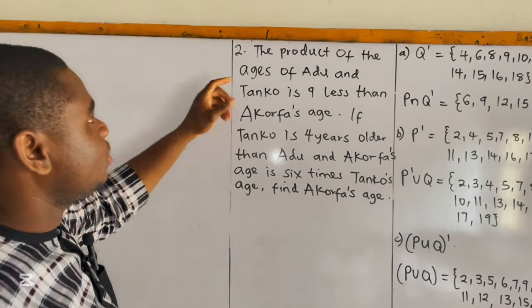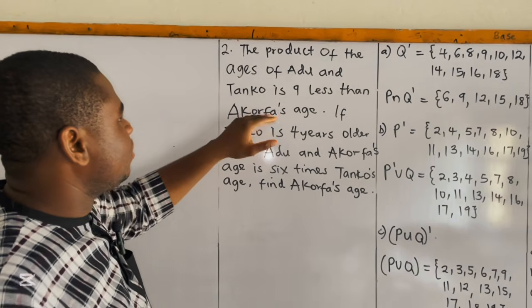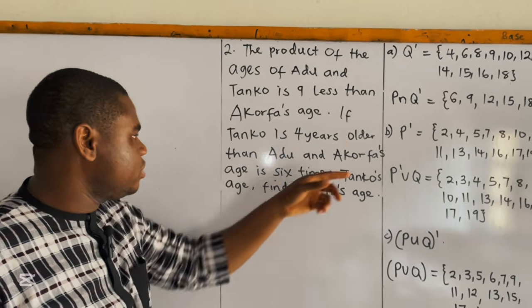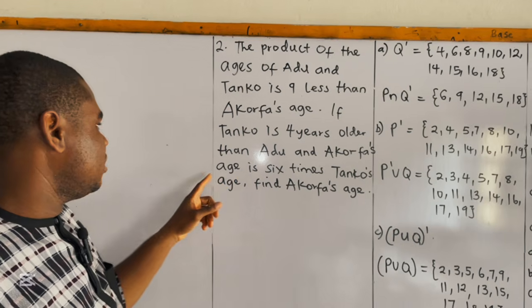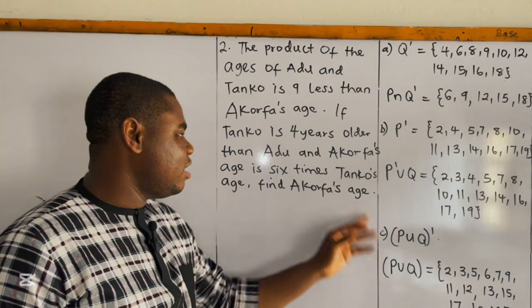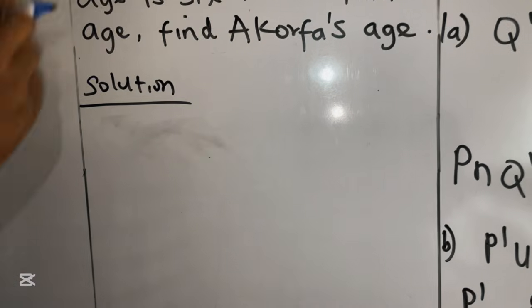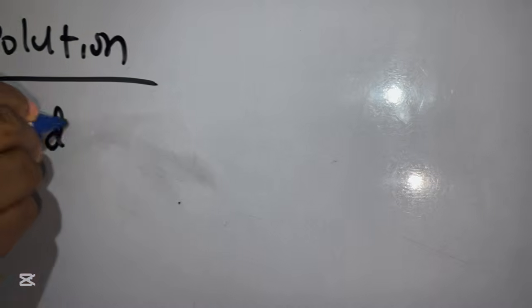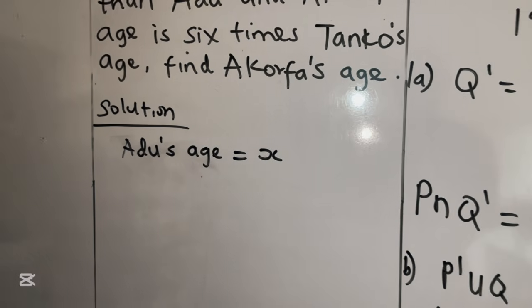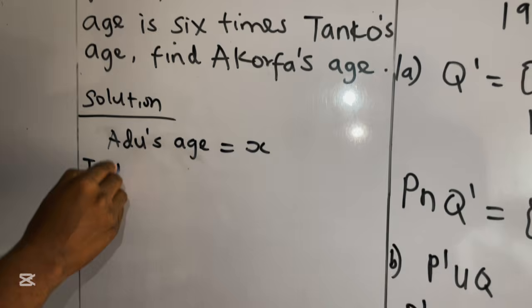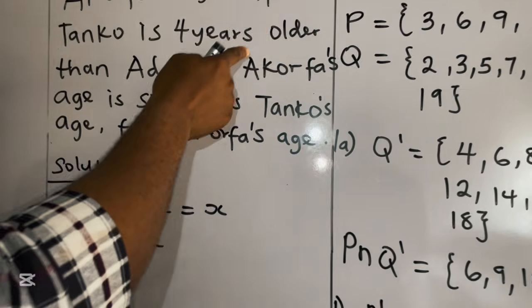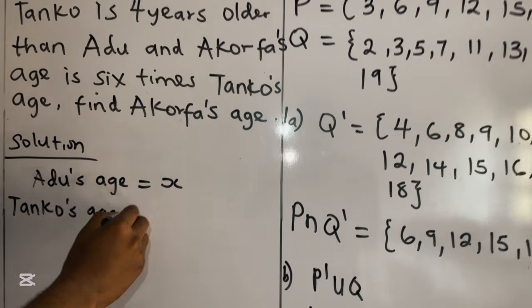Alright, for question 2, the product of the ages of Adu and Tanko is 9 less than Okafor's age. If Tanko is 4 years older than Adu and Okafor's age is 6 times Tanko's age, find Okafor's age. Alright, from the question we have that Adu's age, you can use X.